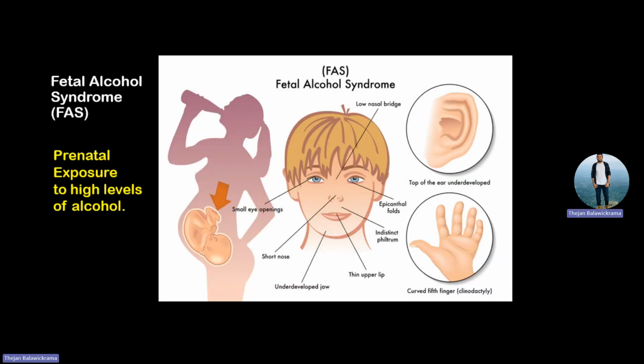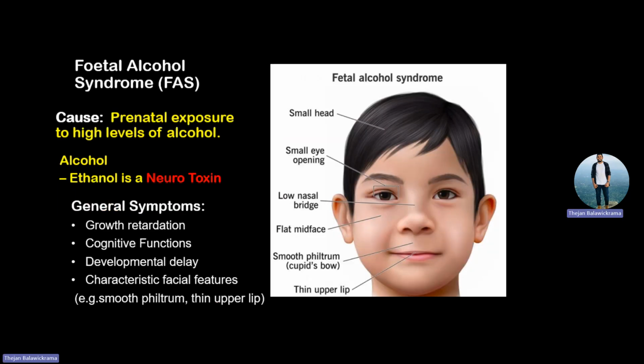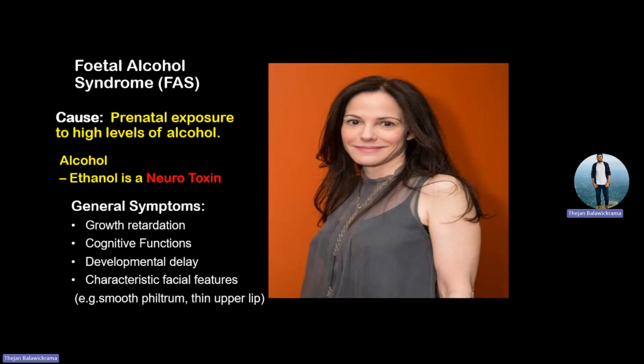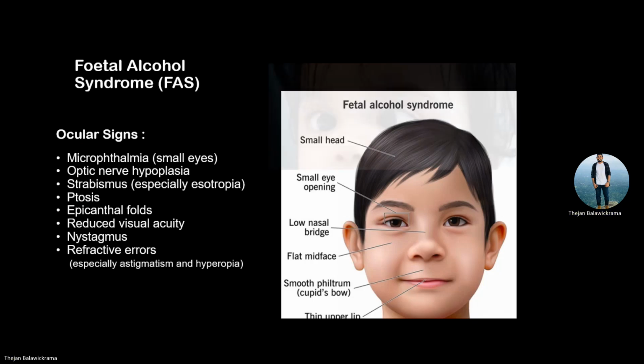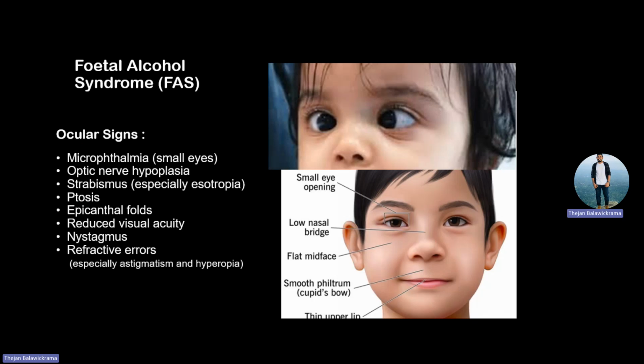In fetal alcohol syndrome, we talked about the exposure to ethanol. Ethanol is the neurotoxin which causes damage, and there is developmental delay. Cognition is gone, and they have these characteristic features of the face. And then the squint is there.